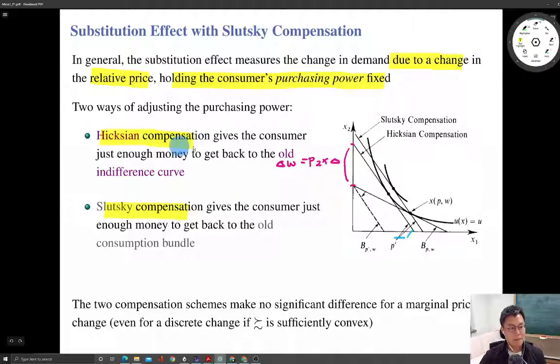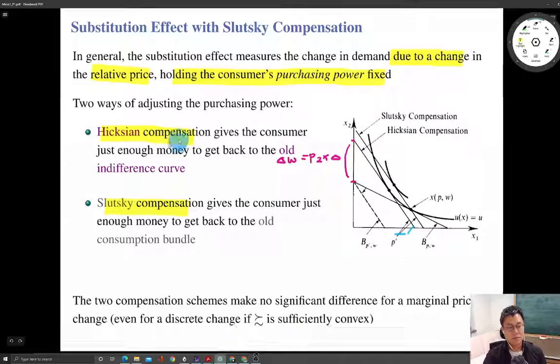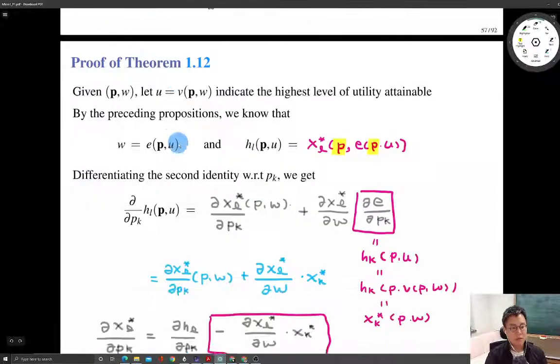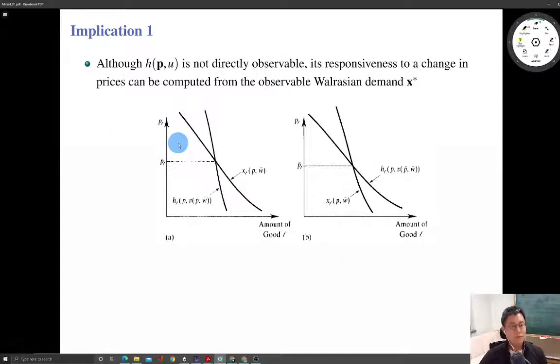So Hicksian compensation, by the analysis of Hicksian demand, we can obtain a better estimate of the necessary compensation. And then the Slutsky equation gives us information about the Hicksian demand. So by comparing the responsiveness of the demand function in the Slutsky equation, although Hicksian demand is not observable, its responsiveness to change in price can be computed from the observable Walrasian demand.